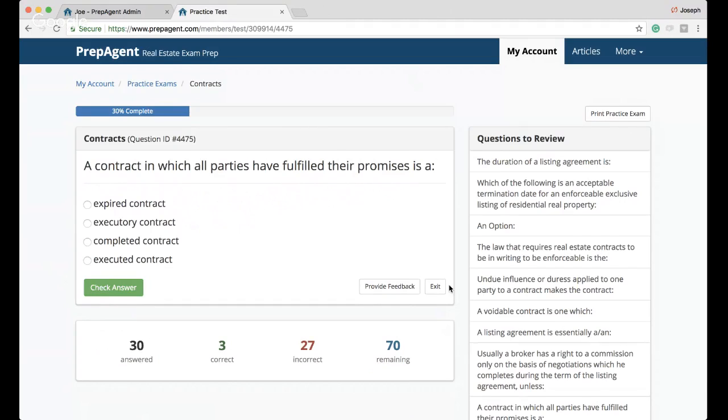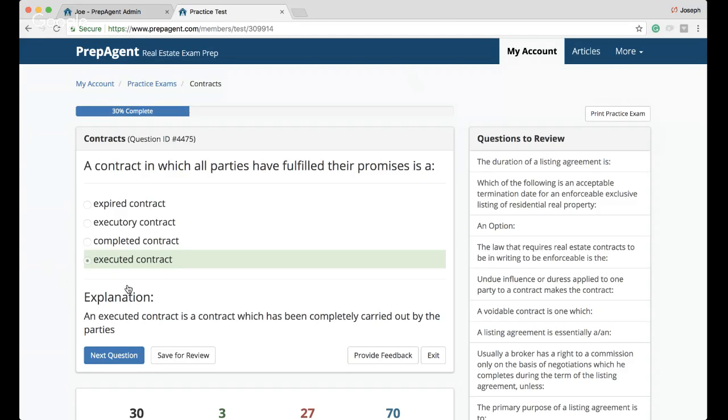A contract in which all parties have fulfilled their promises is an expired contract, executory contract, completed contract, or executed contract. See what you guys think. And there's no fun stories here, except you just got to know that when something is executed, it means it's completed. It's done.